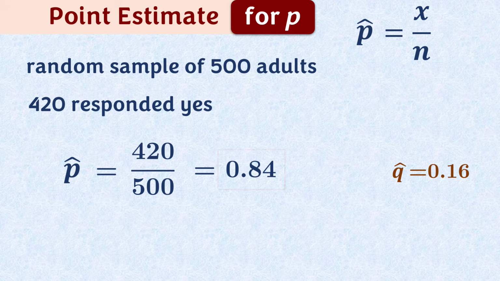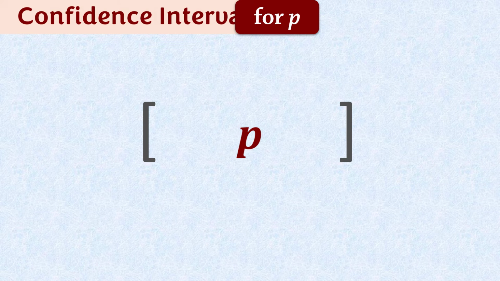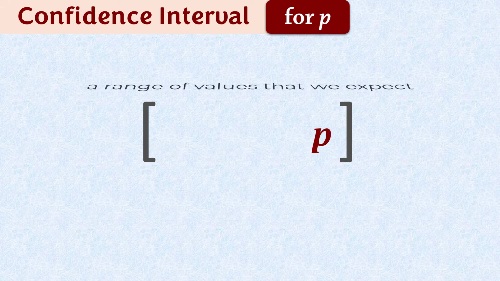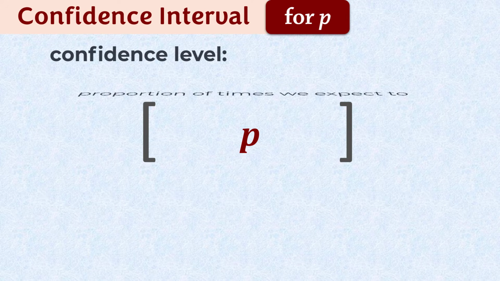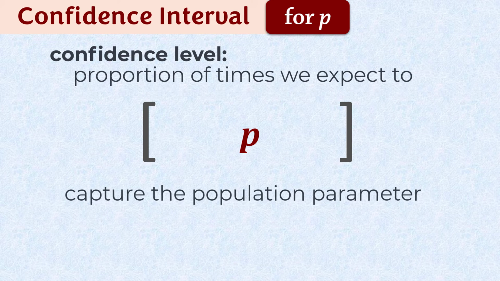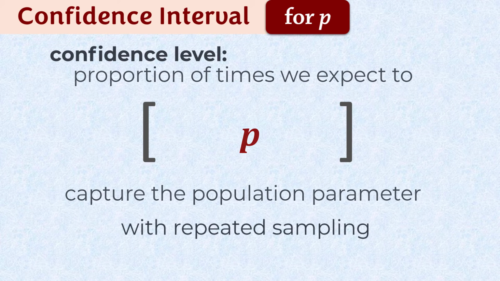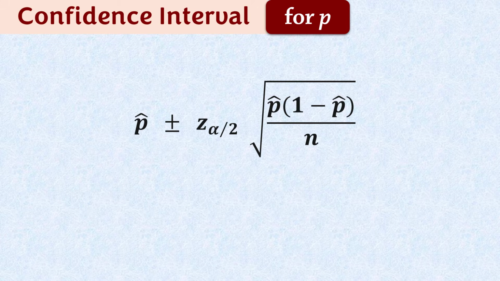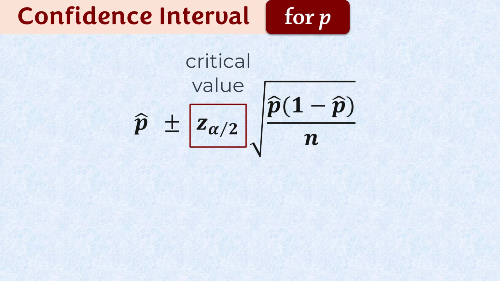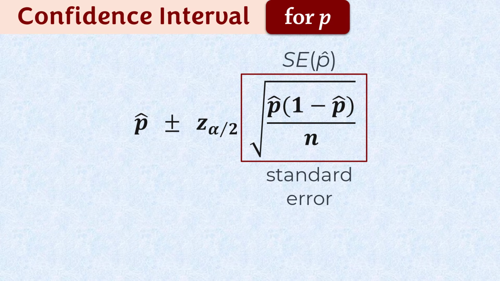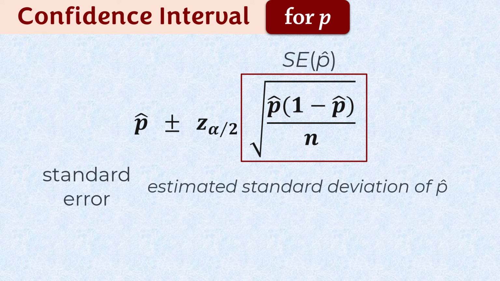To infer or generalize about the population, we construct a confidence interval. That is, a range of values that we expect to capture the population parameter p at some confidence level. The confidence level represents the proportion of times we expect to capture the population parameter with repeated sampling. The confidence interval for p is computed using this formula: the sample proportion plus or minus the margin of error. The margin of error is the z-critical value times the standard error of the sample proportion.